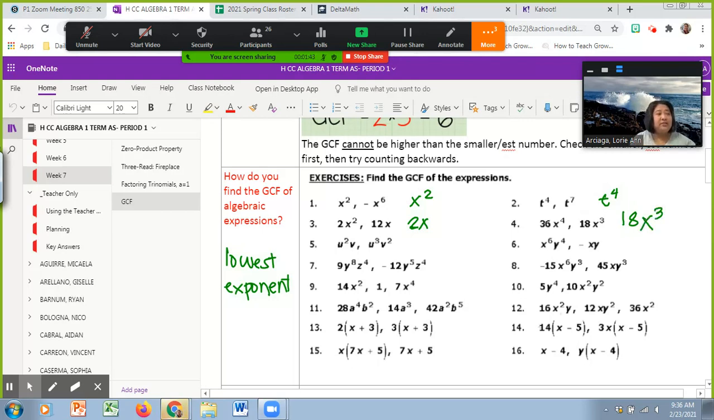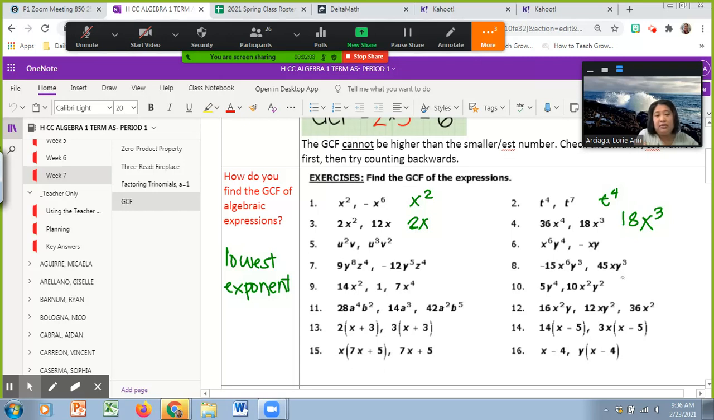Okay, let's try something that has two variables. And what if it has a negative like this? If it has a negative, you pick the positive GCF because it's the greatest common factor, right? Okay, look at this one, number 10. What's the GCF of 5 and 10?